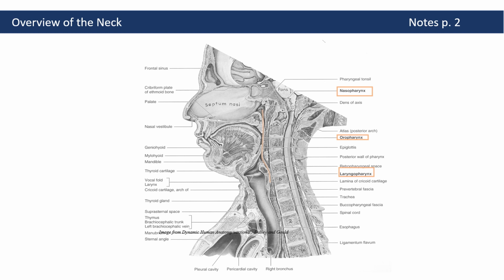The pharynx that I mentioned earlier has three parts. This is the nasopharynx, which is more superior, the oropharynx, which is posterior to the oral cavity and goes from the soft palate all the way to the superior aspect of the epiglottis, and then going from the epiglottis to the esophagus is the laryngopharynx.